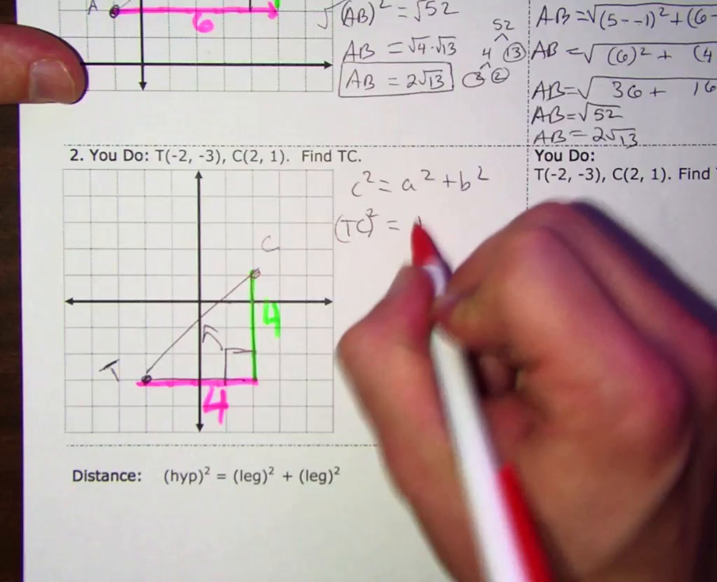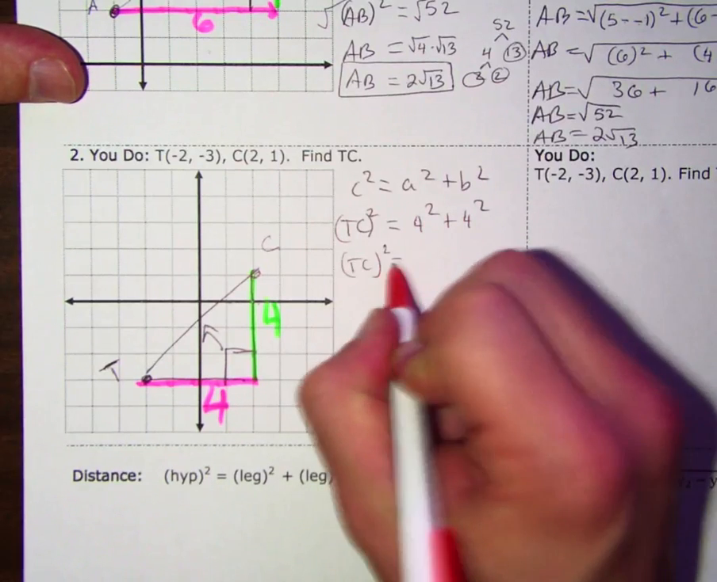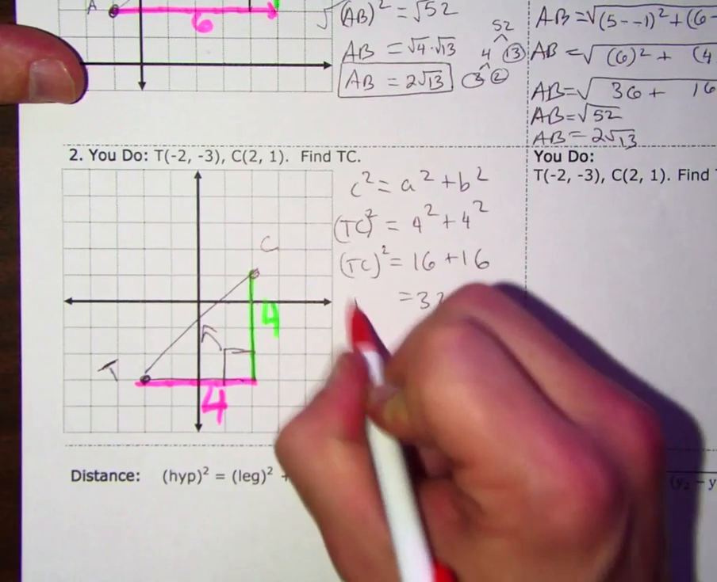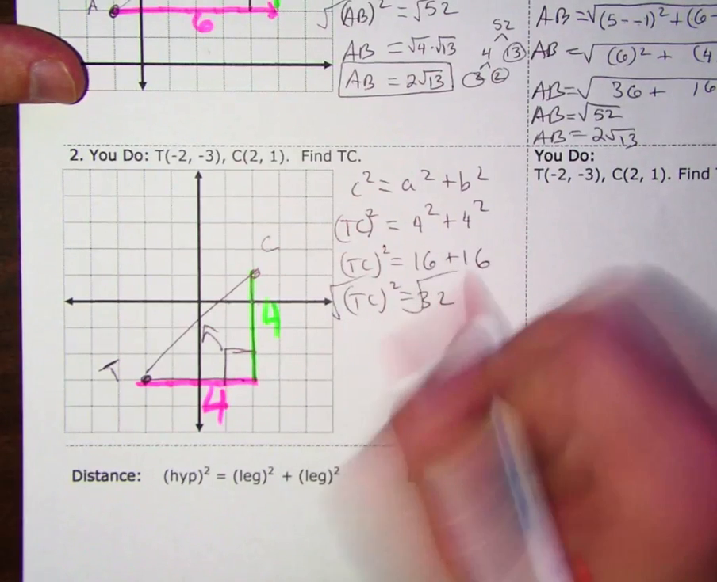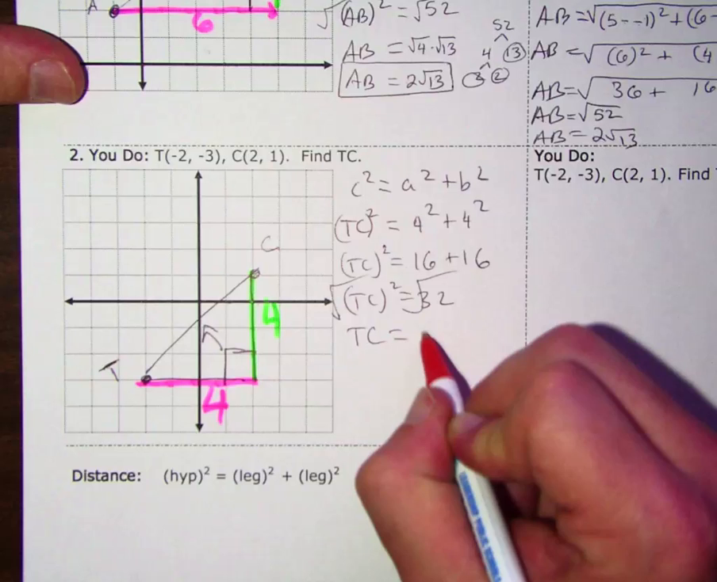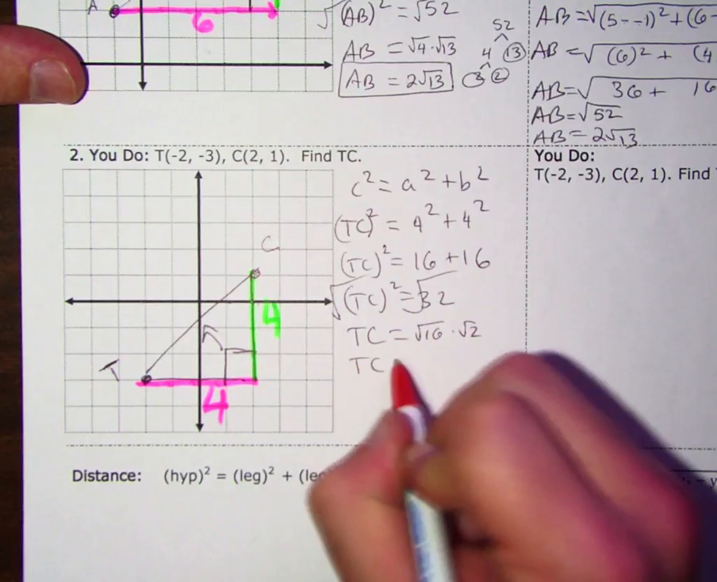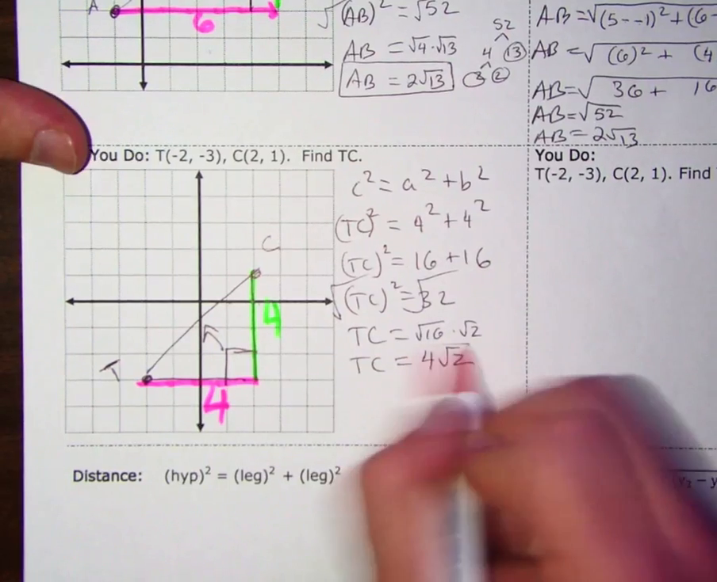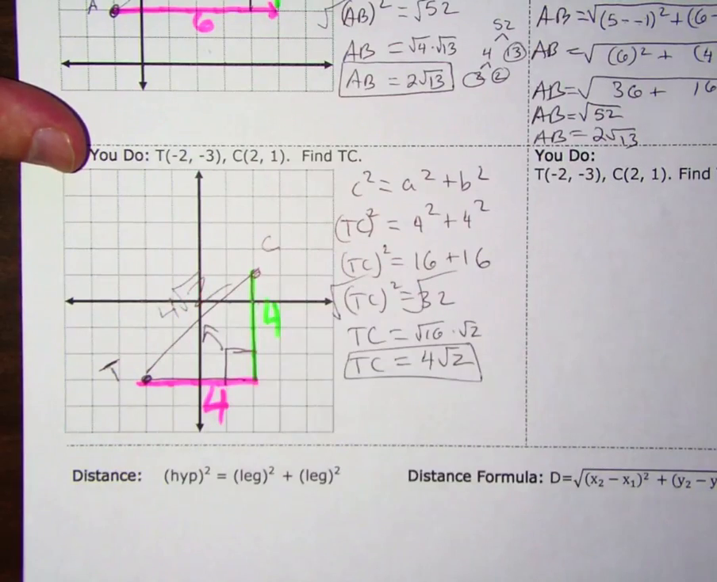And that's equal to 4 squared plus 4 squared. This will be 16, and this will be 16 to make 32. And then we'll go ahead and square root both sides. TC is equal to square root of 32, which is square root of 16 times square root of 2, which is going to be 4 square root of 2. That's going to be the answer for how long this is, 4 square root of 2.